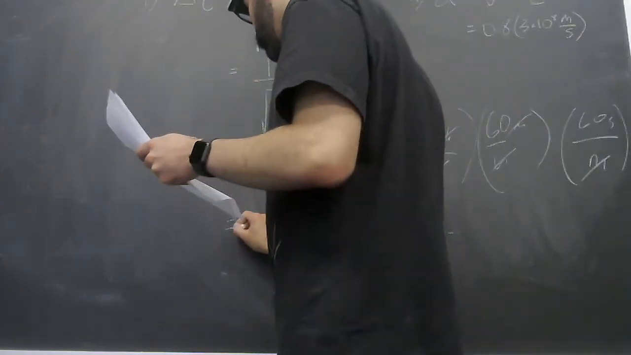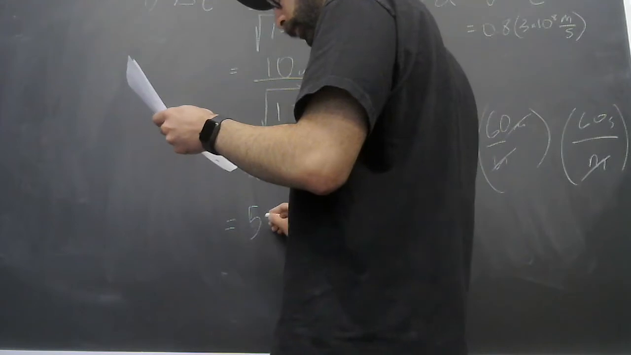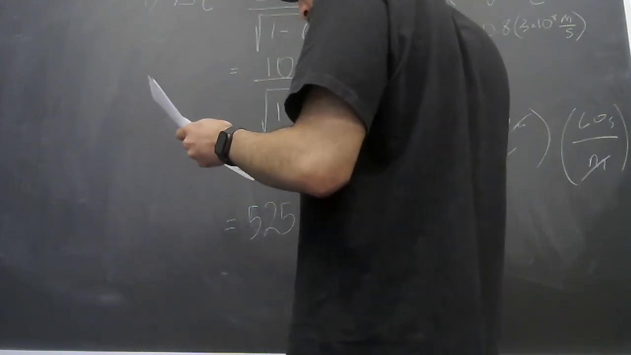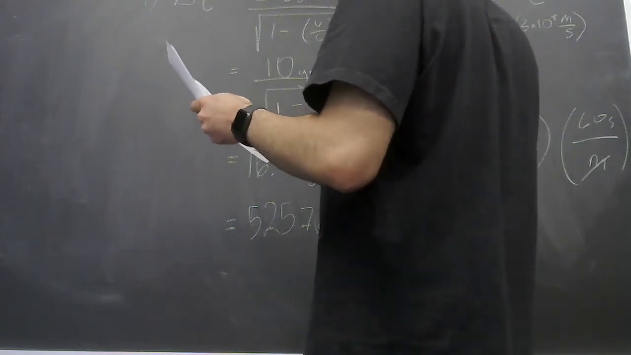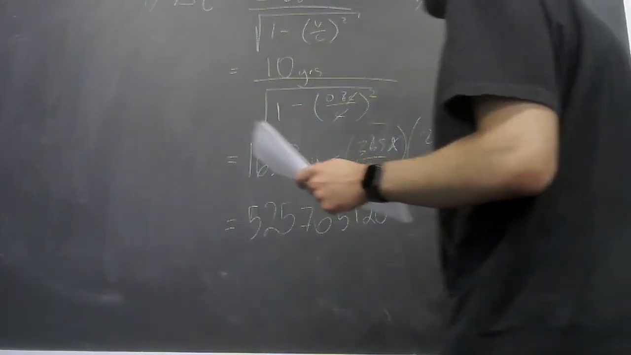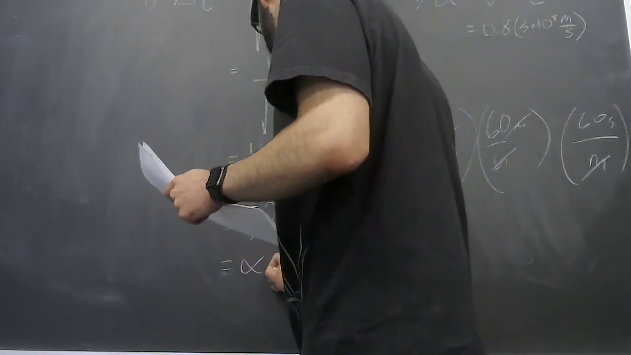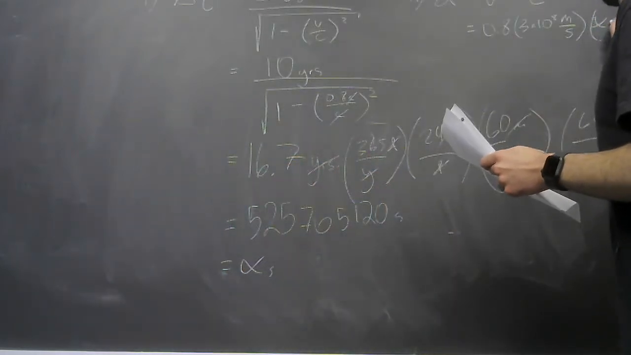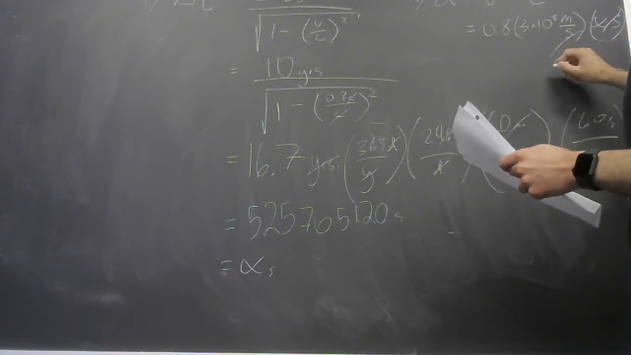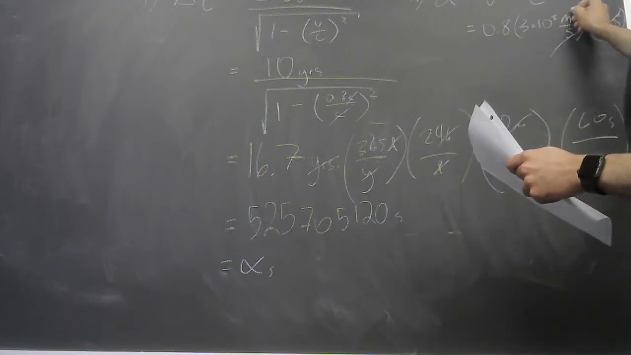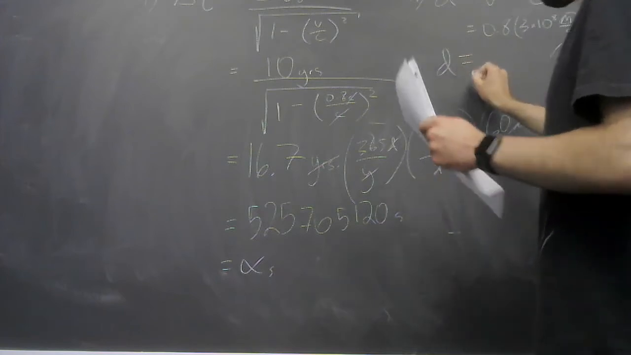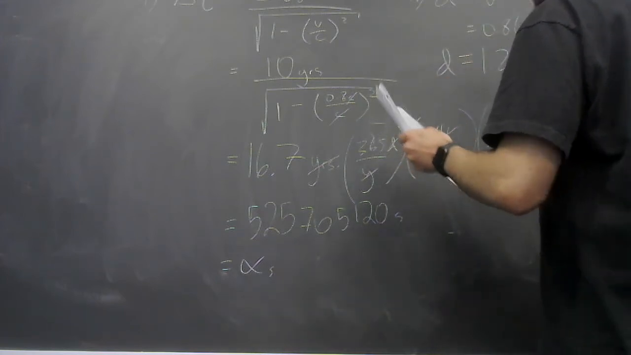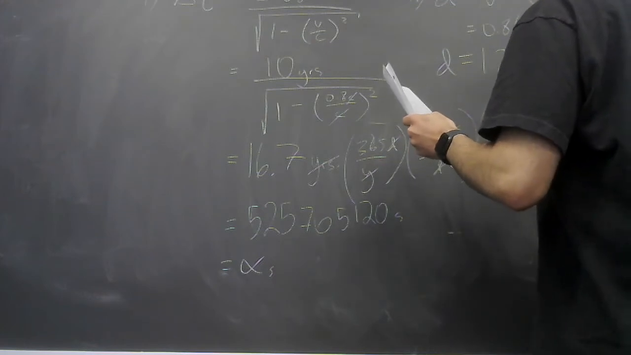It's going to be equal to 525,7051,20 seconds. And I'm just going to call this alpha seconds, I don't want to rewrite that. And then you're just going to multiply this guy by alpha in the unit seconds, and now my seconds cancel out. So now my only units left here are meters. So essentially I have a distance now. So my distance here is going to be 1.262 times 10 to the 17 meters.